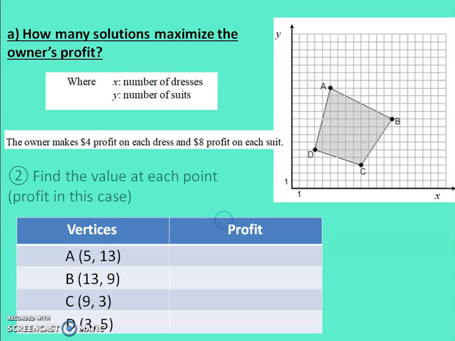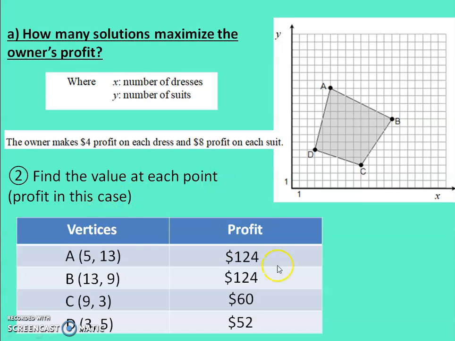The second thing you would do is to calculate the value, which in this case is the profit, at each vertex. So our profit is $4 times the number of dresses, 4x, plus $8 for each suit. And if I plug that in, I will get the profit for each one. And if you want to, again, pause and try it, see if you get the right thing. These are the profits that I got. So pause now if you want to try it. That's the profit at each point.